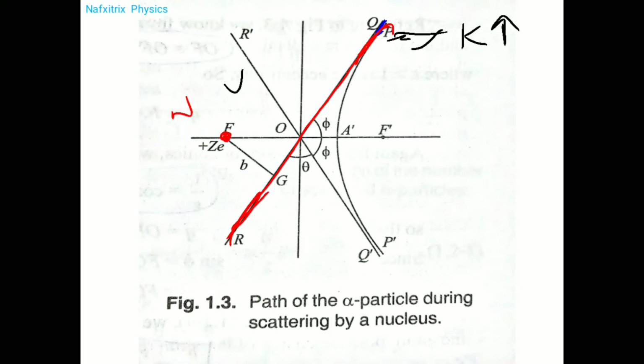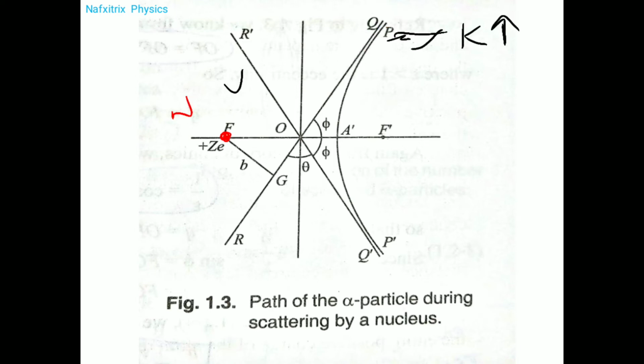So this is the asymptote. Now we need to draw a perpendicular from the nucleus. This is the nucleus. From here to the asymptote, the perpendicular distance is nothing but this B. This is the impact parameter, that is, the closest distance of approach. We should not get confused over here, so we should understand what this impact parameter is.